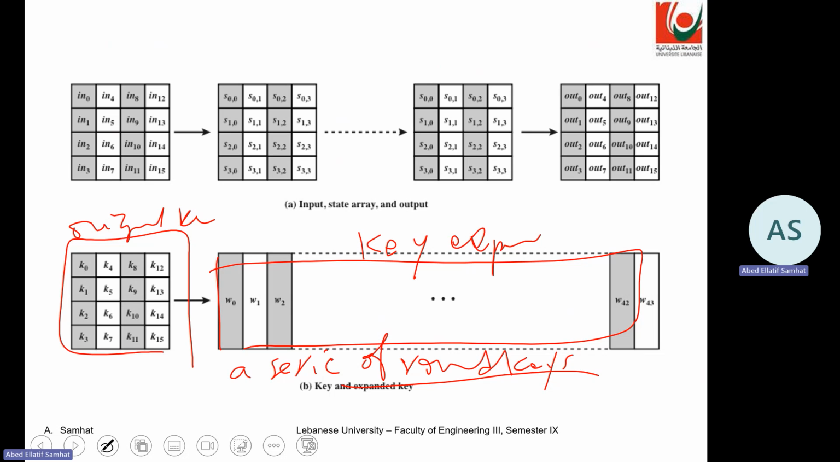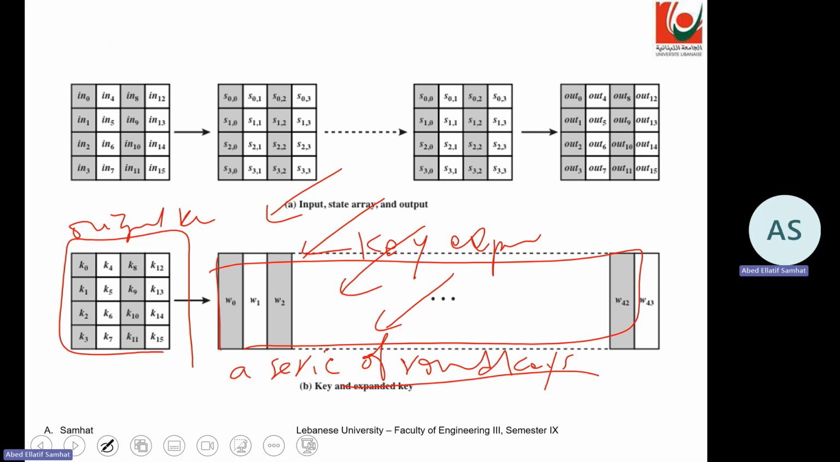And in this case, for each round, you will use one of the expanded keys until the final round. Okay. So the key expansion should ensure that each round of the Advanced Encryption Standard encryption will use a unique key. Okay, this will increase the complexity and the security of the algorithm. So at each round, the key will be different, and the expansion process will generate such a unique key.